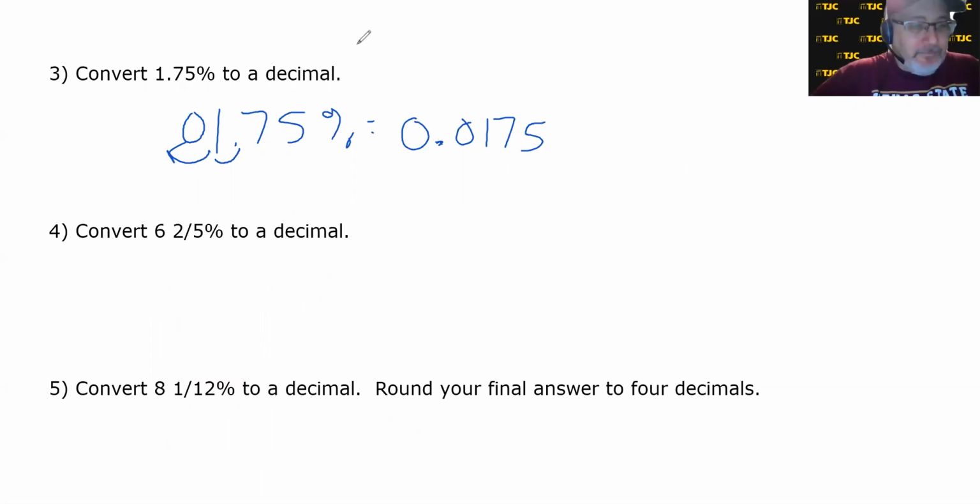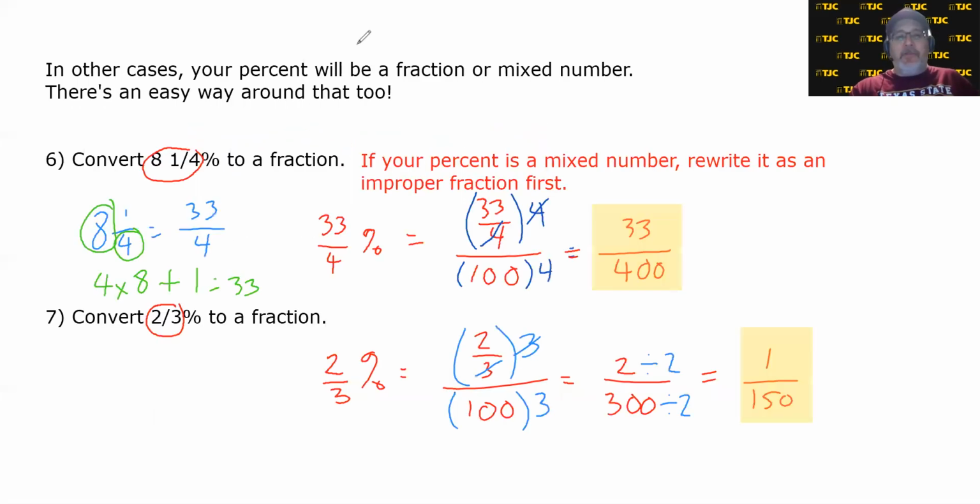Convert 6 2/5% to a decimal. All right, here we are with fractions again. And you might be thinking, am I going to do the same thing I did over here? Well, you could. But if we did the same thing we did over there, it would turn into a fraction. And we want a decimal. And you might be thinking, aha, but a fraction is a division problem, so I divide and I get the decimal. And you're correct.